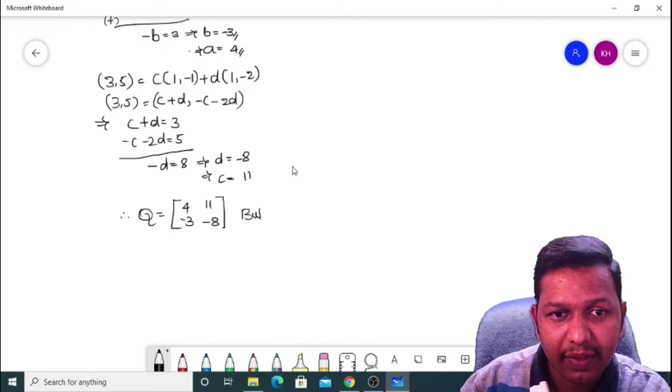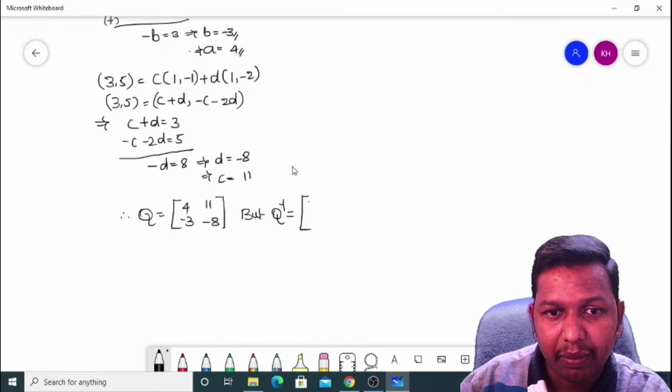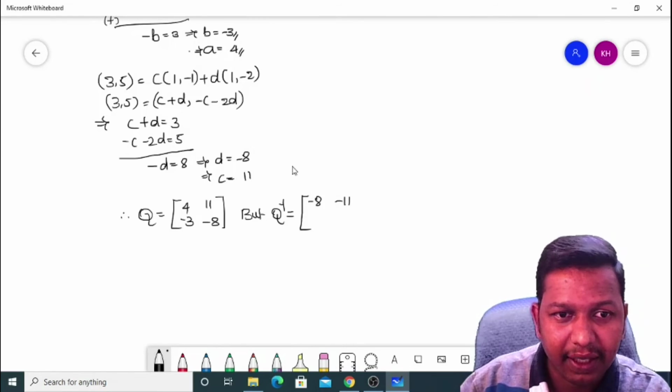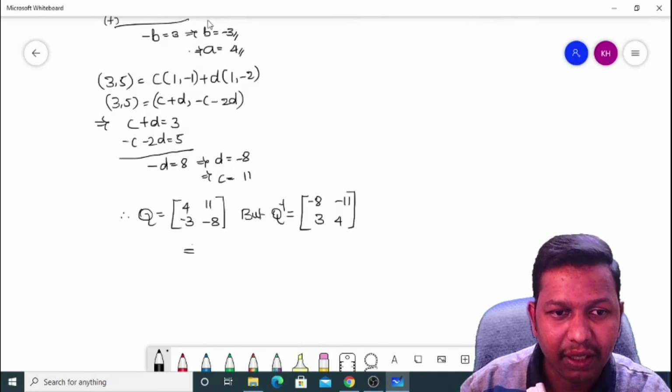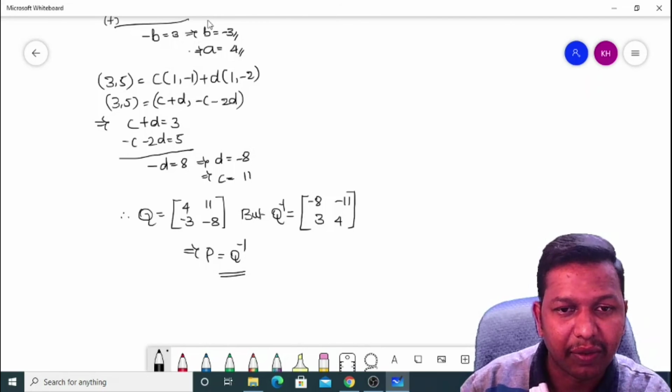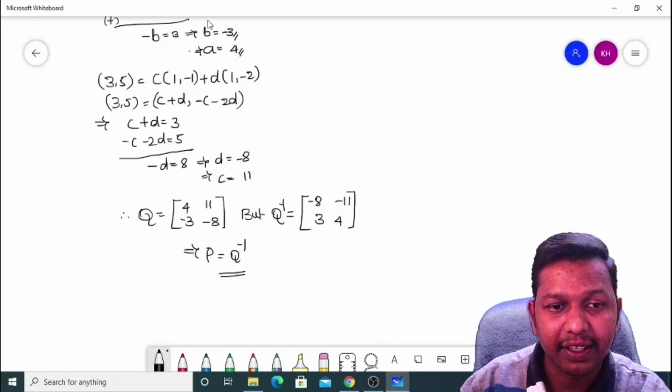The Q inverse is equal to -8, -11, 3 and 4, which implies that P is equal to Q inverse. This completes the solution.